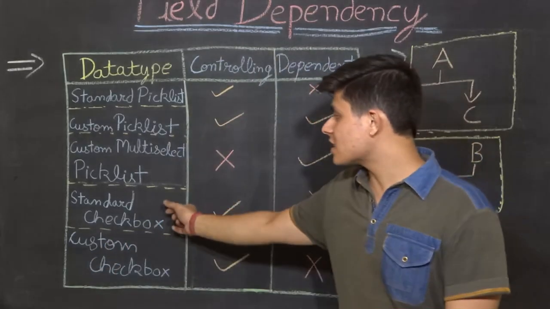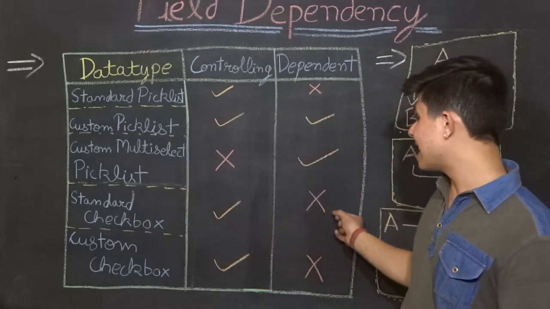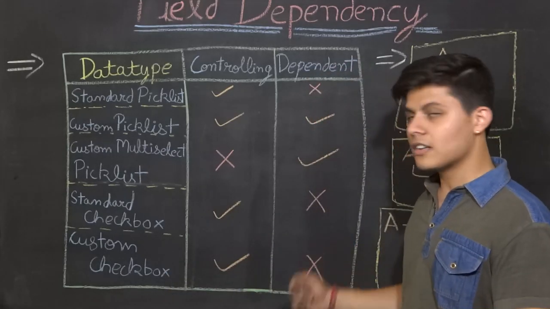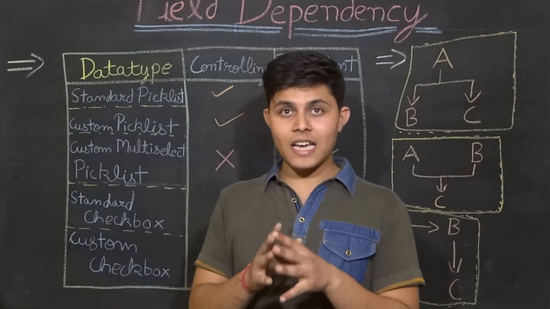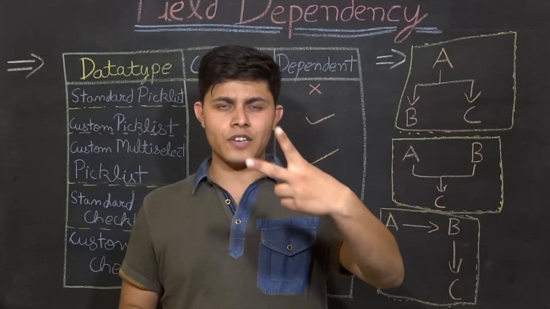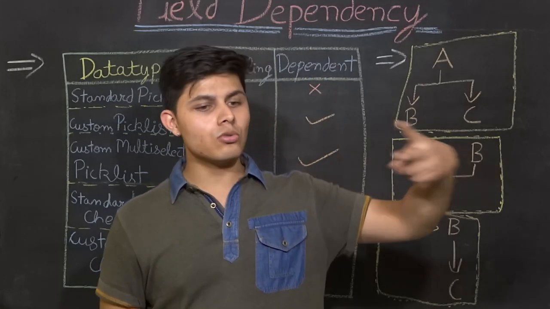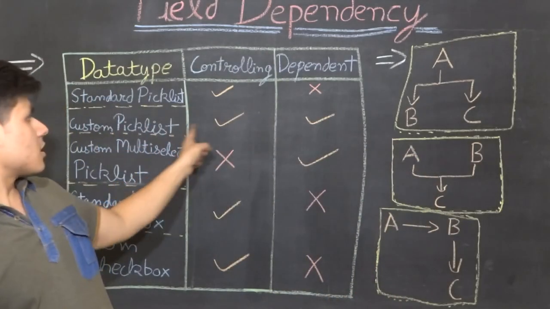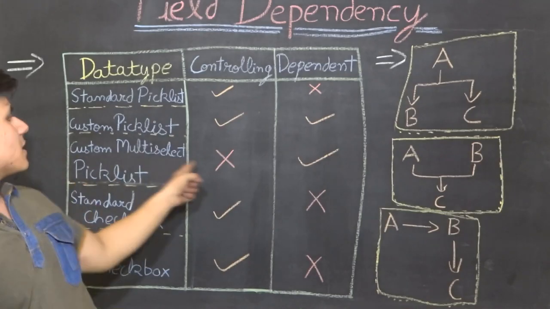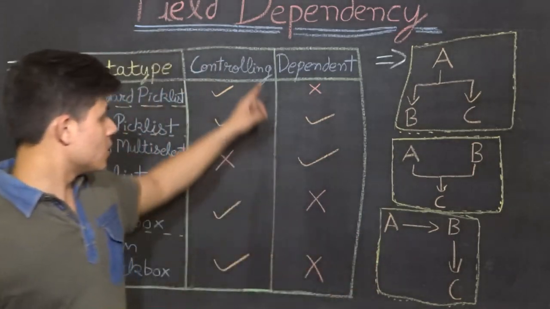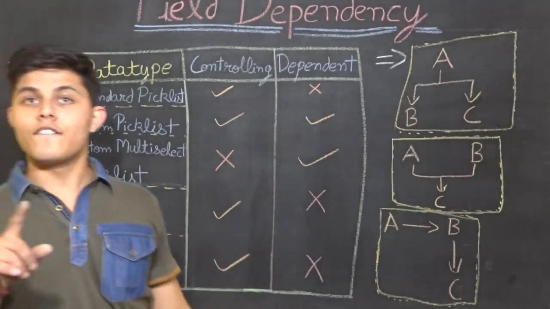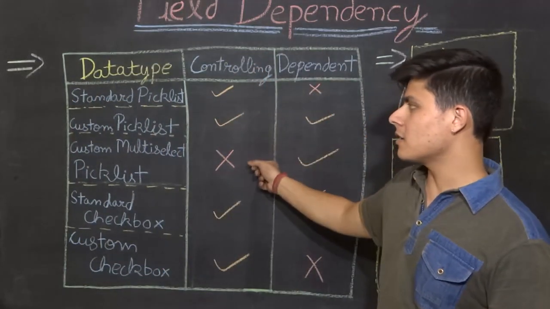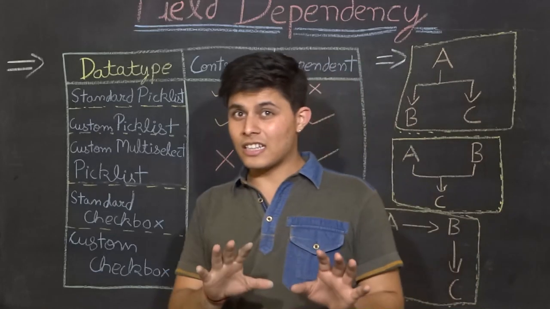So in standard checkbox, it can be controlling, but it can never be dependent, obviously. And custom checkbox, it can be controlling, but it can never be dependent. So basically, only two types of fields can be dependent, which are custom pick list and custom multi-select pick list. That's it. No other field can be dependent. Whereas we can have all the fields as controlling except custom multi-select pick list. So that's it about the first point.